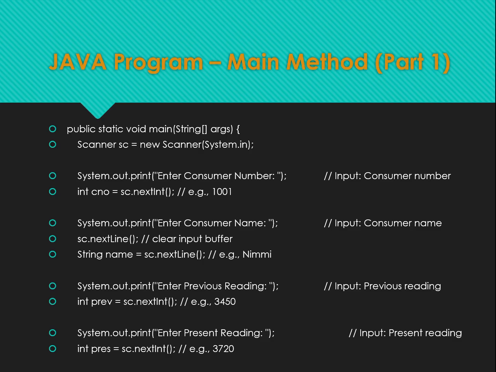These two values are important because the number of units consumed will be calculated by subtracting the previous reading from the present reading. With these inputs, we are ready to proceed to the next part of the main method, where we perform the calculation and display the results. Let's move to the next slide for that.